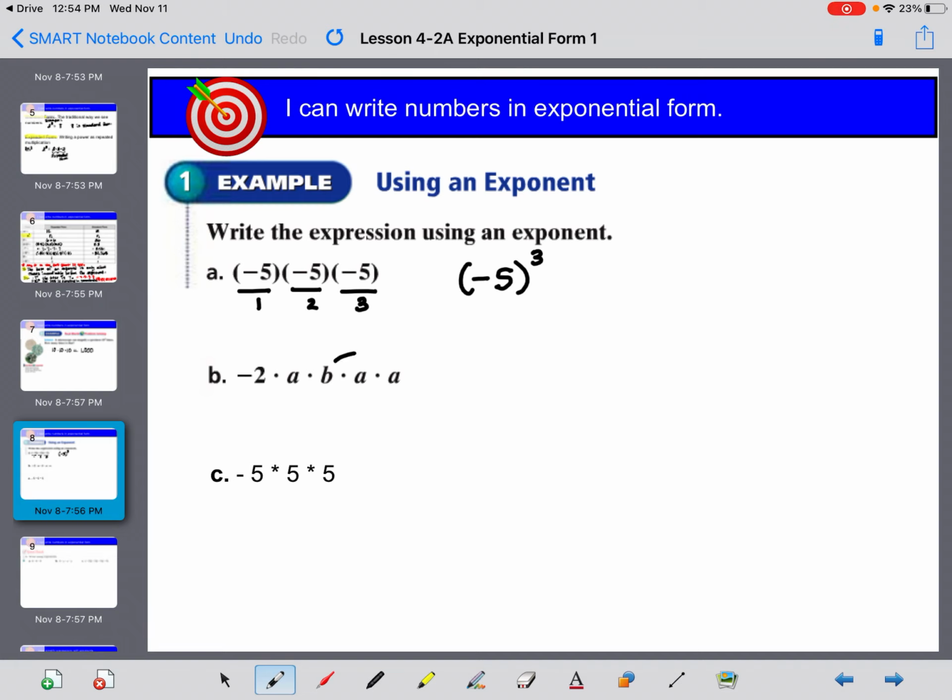Letter B, I'm allowed to use the commutative property to put that B at the end. Remember, the commutative property simply changes the order of the numbers. Now, using an exponent, I can rewrite A times A times A to be A to the 3rd. And then the B just stays there.